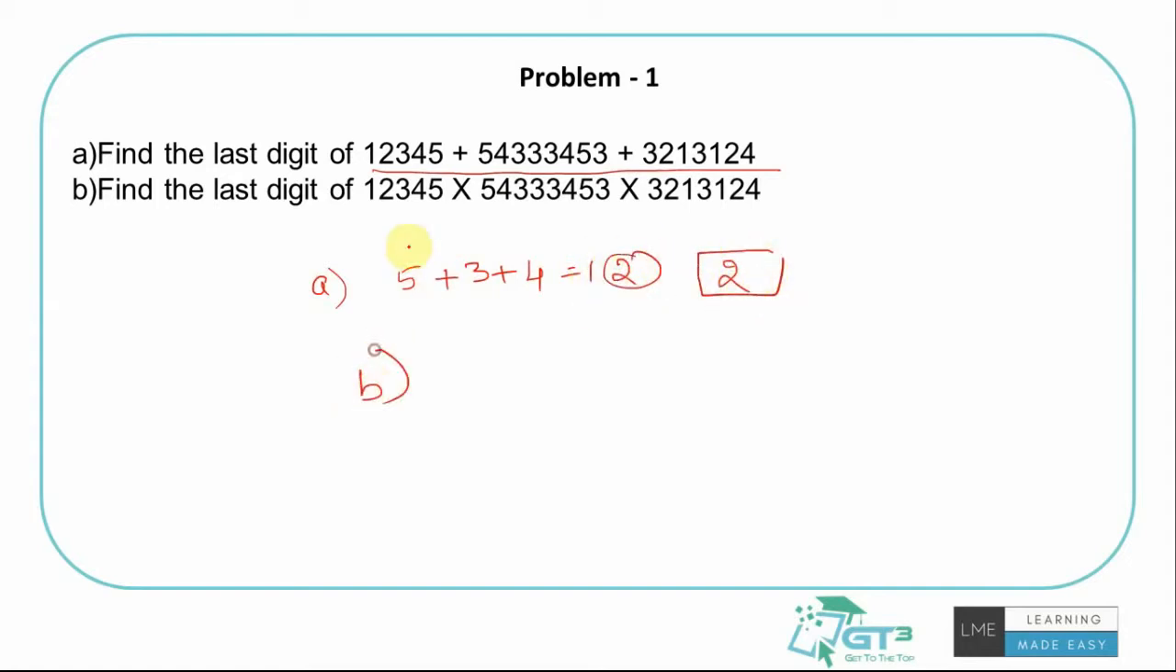Same one, so it's fundamentally 5. I'll just pick the 5, then 3, then 4. 5 3s are 15, 15 4s are 60. So the last digit is 0 for this.